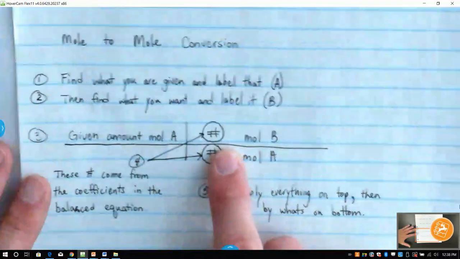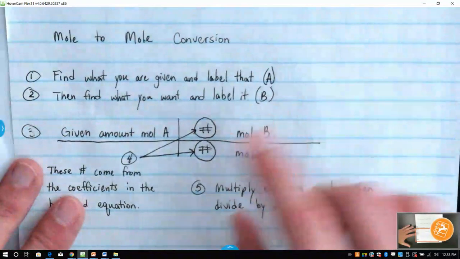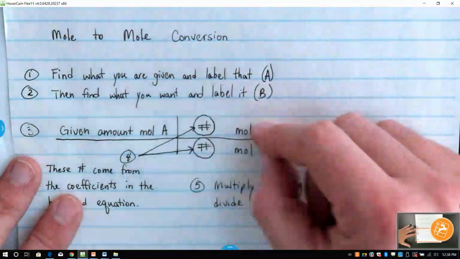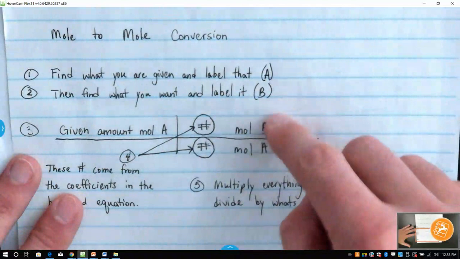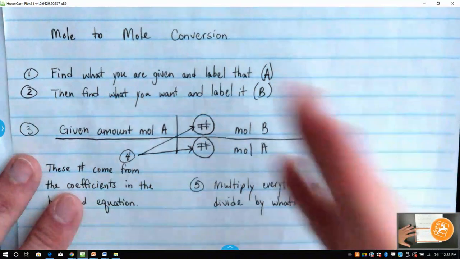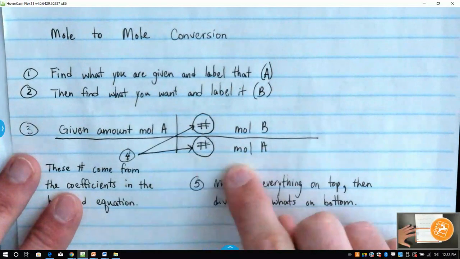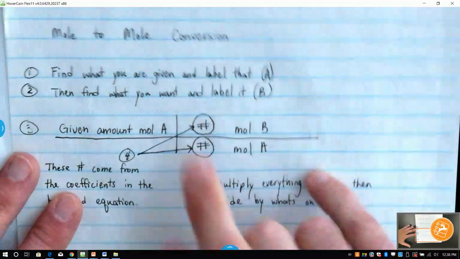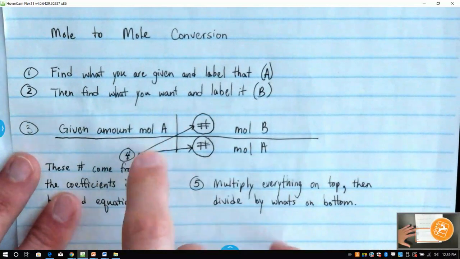This is very, very important, and this comes from the balanced equation. So that's why we spend so much time balancing. I leave a space here. I'd write moles of what I wanted. That's why I underlined it and labeled it B. So moles of whatever the substance is. Again, it could be N2O, it could be NO, H2, O2, depending on the problem. And then underneath, moles of substance A, the same formula as this guy here.